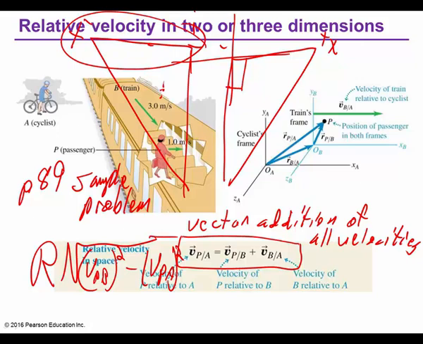It's vector addition. You take the square root of the squares, and then guess what? To find direction, it's arctangent. It's not hard.